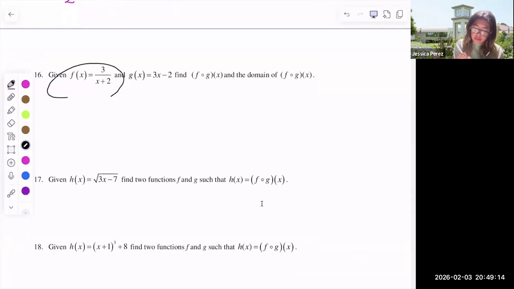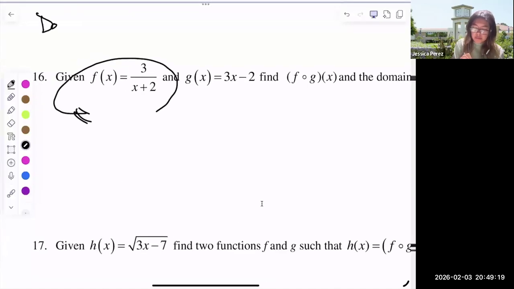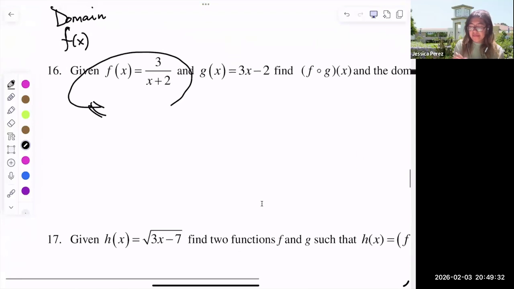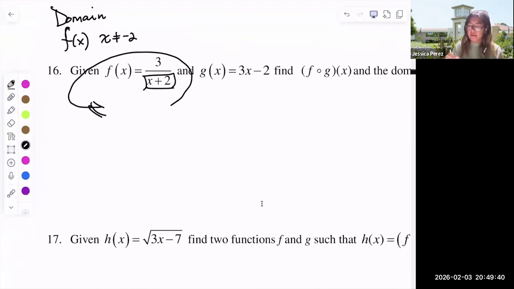So the domain of f individually, the domain of f of x separately. The domain of f of x is that x cannot equal -2. It can be everything except -2, right? We talked about the denominator cannot be 0. But now g of x is linear, so you don't have any restrictions. The domain of g is all real numbers.